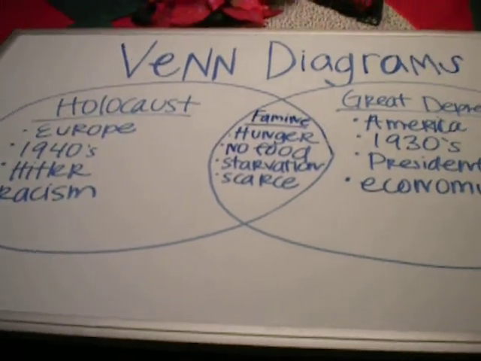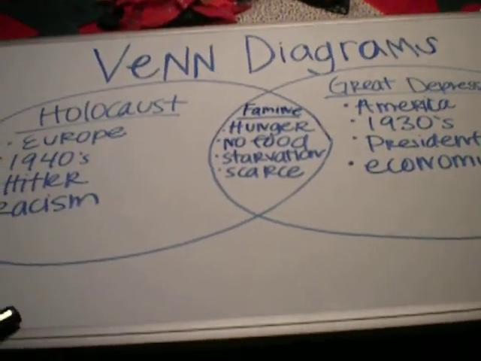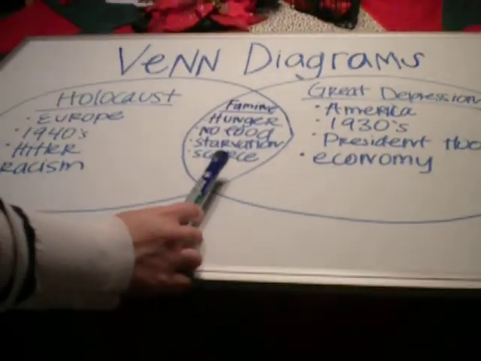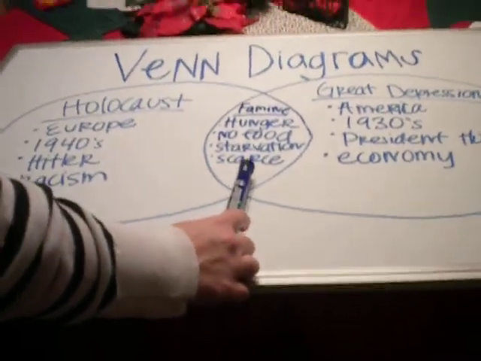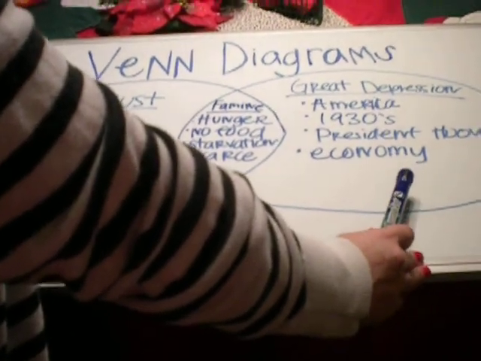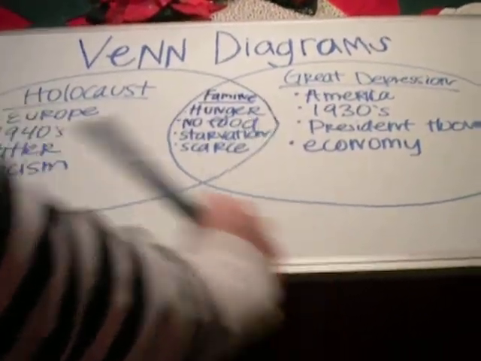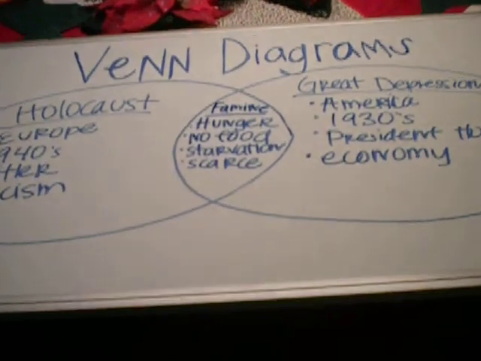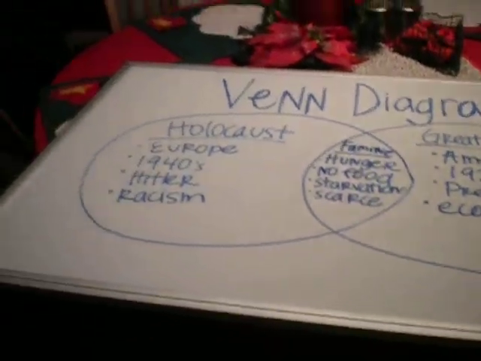Perfect. So here we have our example of a Venn diagram with our new vocabulary term in the middle, which is famine. We also have Holocaust and Great Depression, so altogether there's three subjects on our Venn diagram that we are comparing and contrasting. The importance of a Venn diagram is to use new vocabulary terms and to compare and contrast things. Also, it's a great way for students to see it visually if they're more of a visual learner.